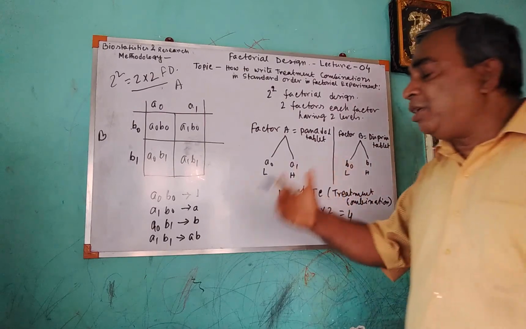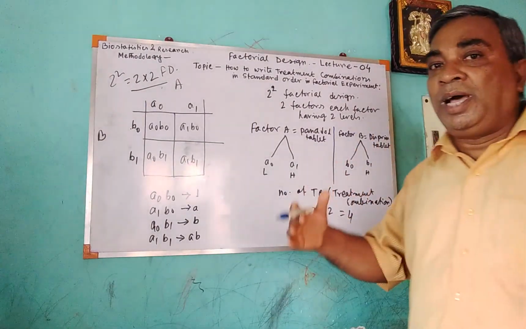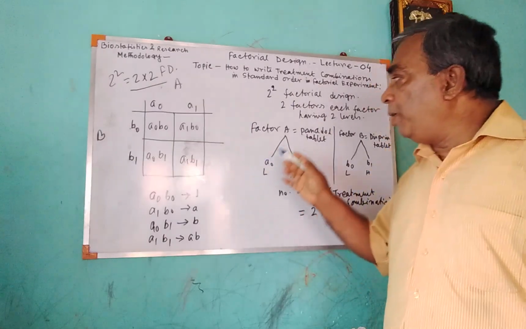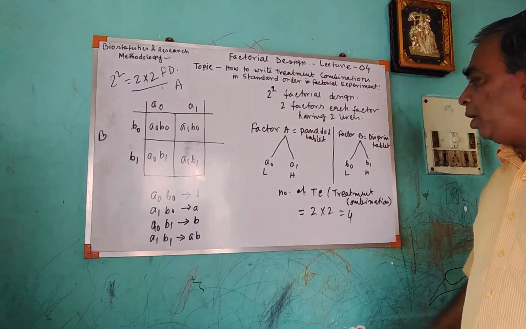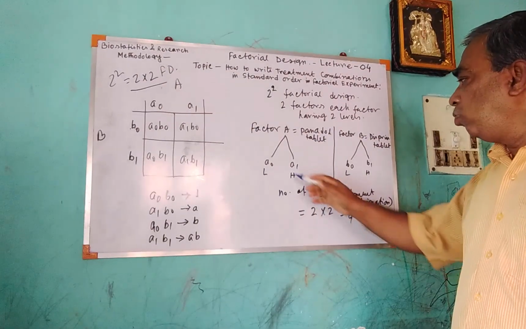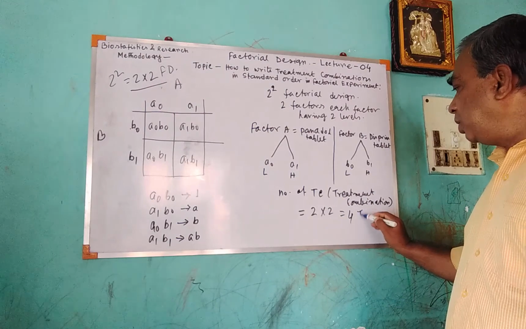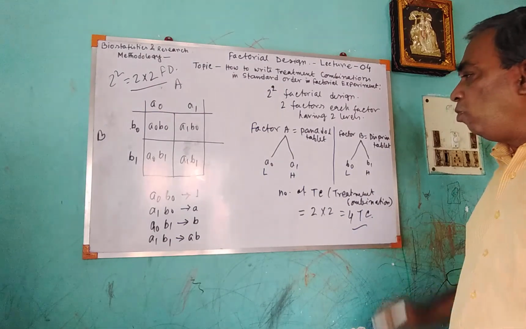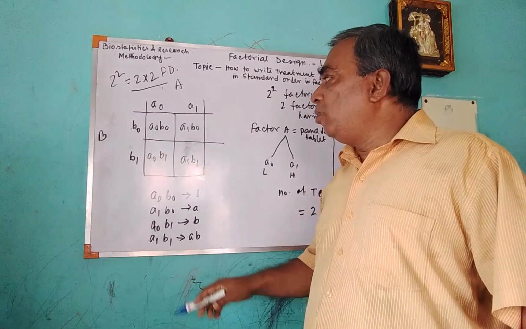How to get the number of treatment combinations? That means you have to multiply the levels of the factors. Factor A has 2 levels, factor B has 2 levels. So 2 into 2 is 4. The number of treatment combinations is 4. So these are the 4 treatment combinations. This way, we can get it.